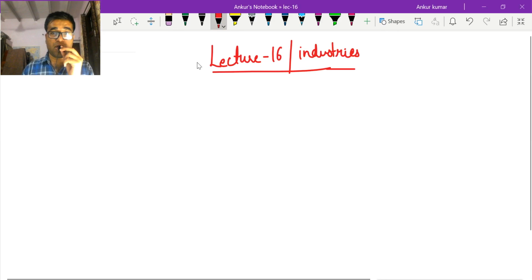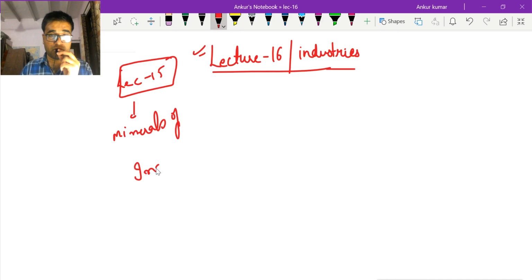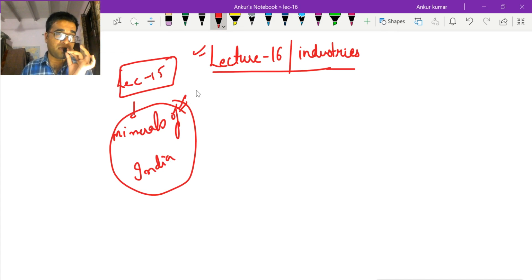Okay, this is lecture number 16. We have covered the minerals in lecture number 15. Lecture number 15 was all about the minerals of India, and we discussed both the metallic as well as non-metallic minerals. On the basis of these minerals, we discussed the mines, and these mines will be used in the industries topic. So before discussing this, we must have the idea about the minerals of India, which we have done in the last class.